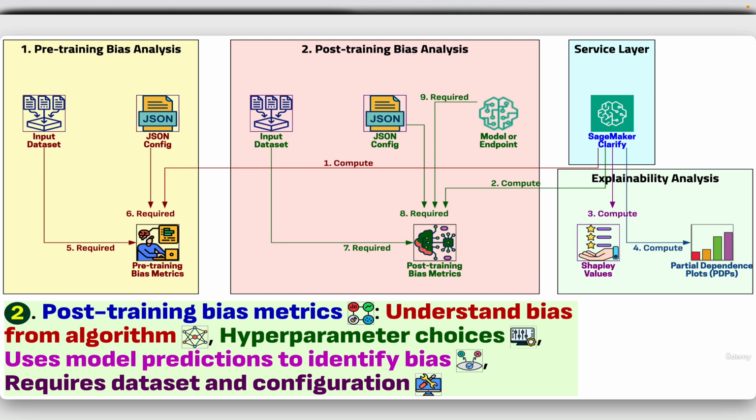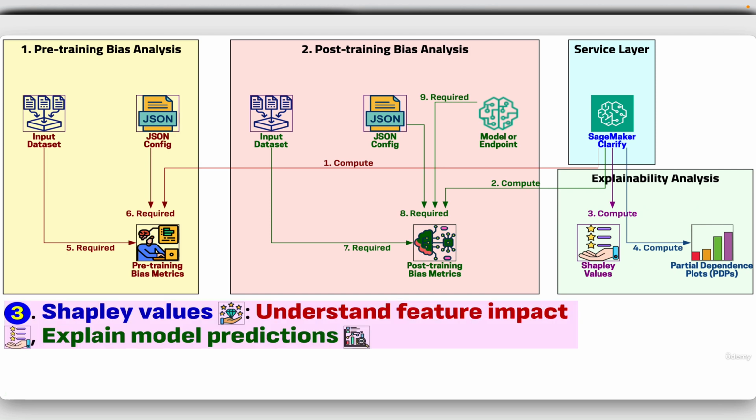Next type is post-training bias metrics. So here you check algorithm bias, review hyperparameter choices, and this uses model predictions. This helps you find bias that might have appeared after training, perhaps caused by the specific algorithm or settings you have chosen. It uses your model's actual guesses along with the data to find these issues.